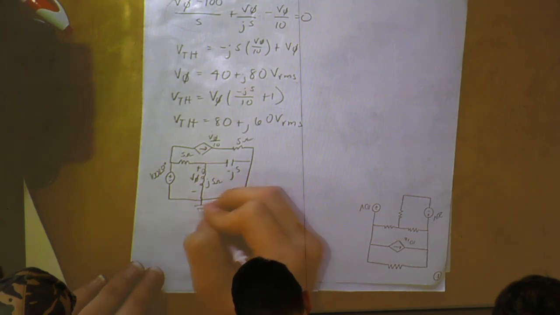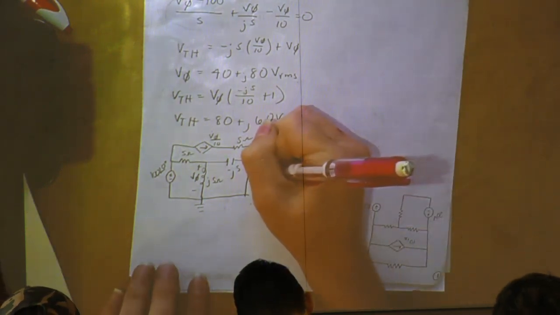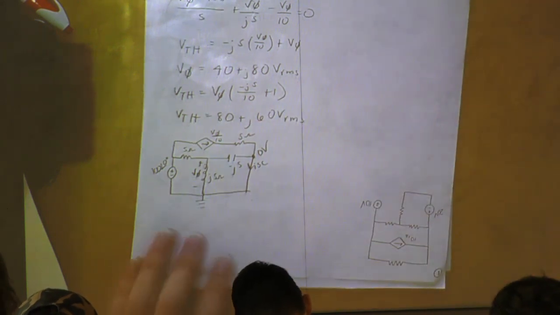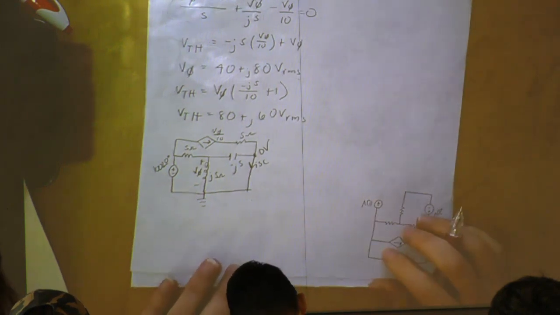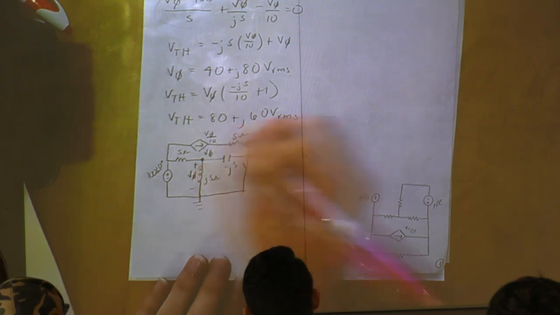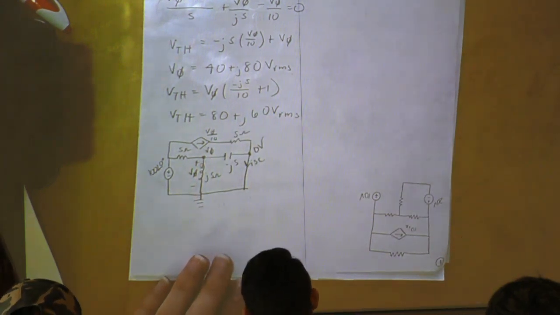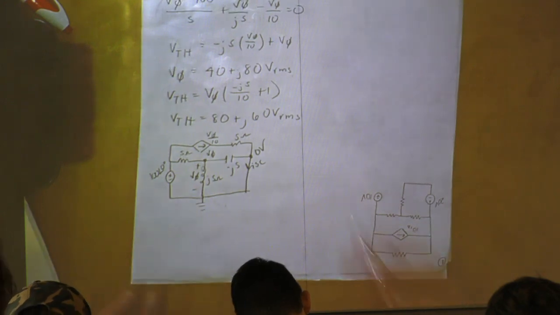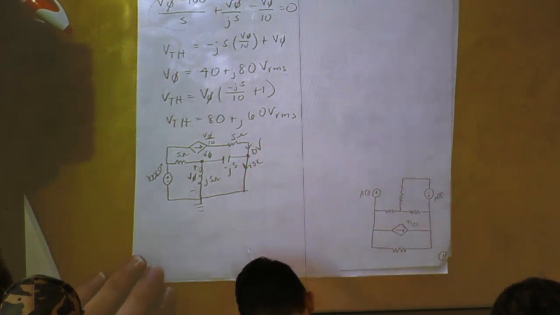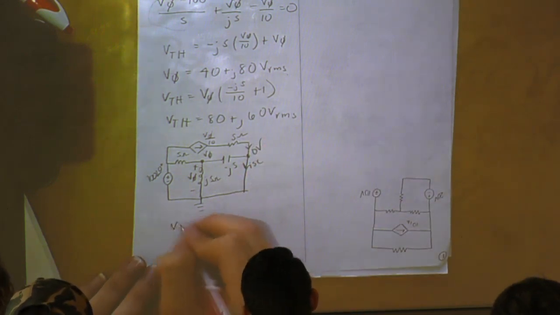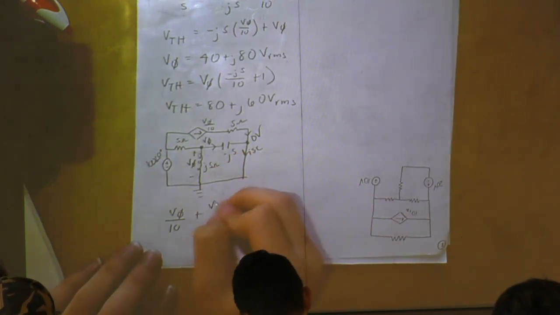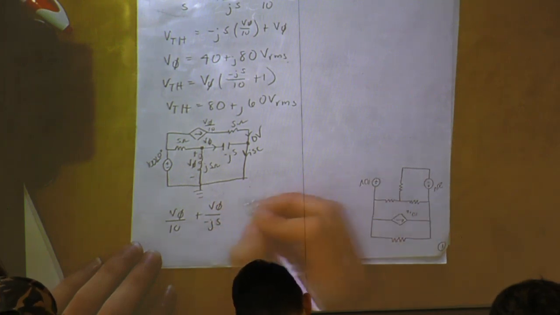So our ground's here. This node, this is our I_SC. This node right here is at 0 volts. It's on the same node as the ground. So all we really need to know is this V phi. So we can do a KCL at this node. We'll have incoming as V phi over 10, our dependent source. Another incoming is V phi over negative j5, and then coming out is our I_SC.